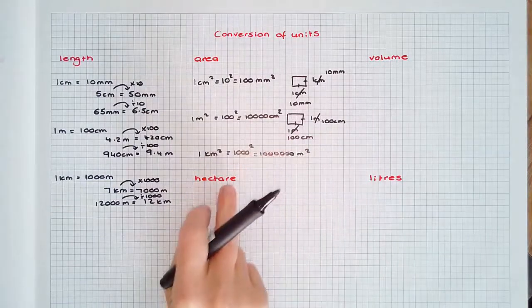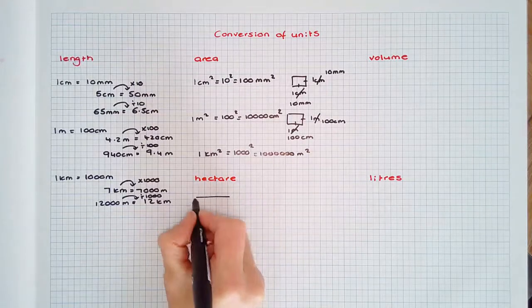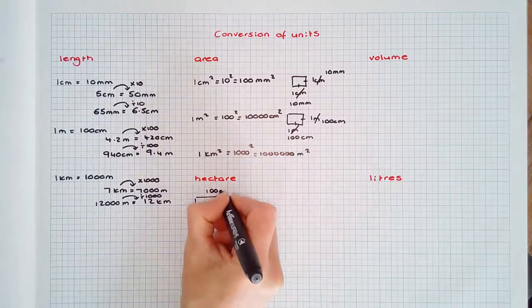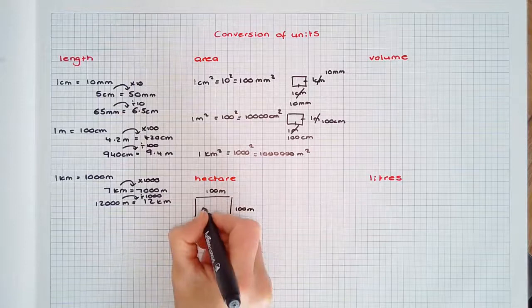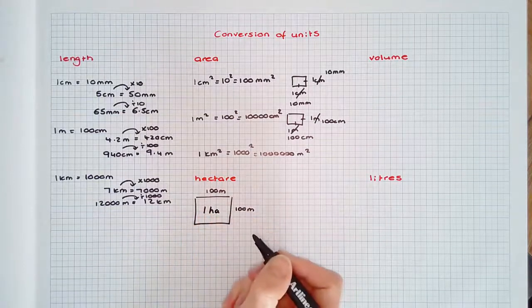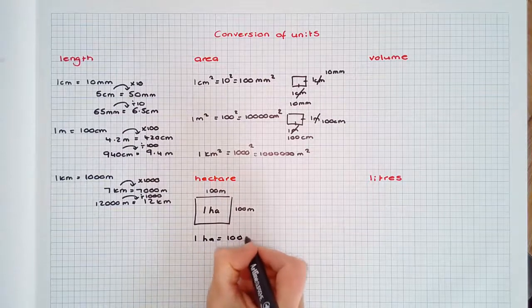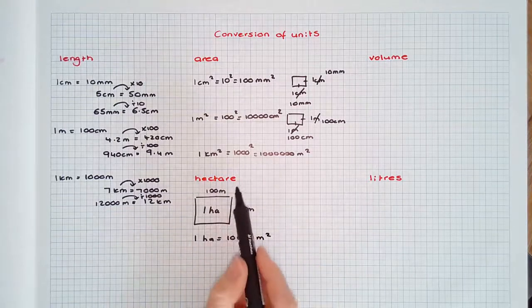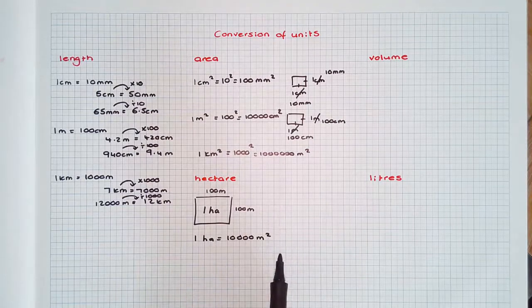You may also see hectares as a unit of measurement. 1 hectare would be a square of 100 metres by 100 metres. The abbreviation for hectare is HA. Therefore, 1 hectare equals 10,000 metres squared. Normally, hectares are used to describe the size of a farm.